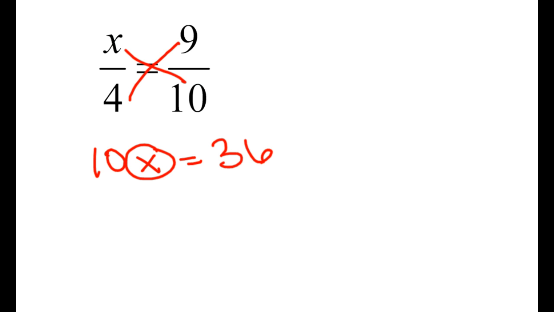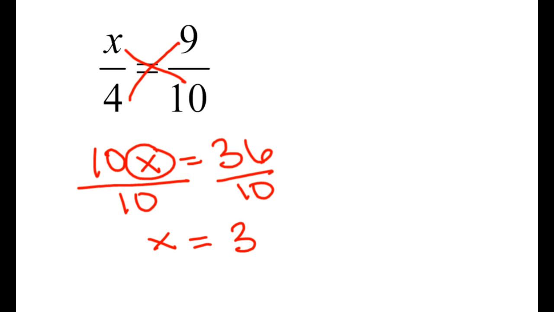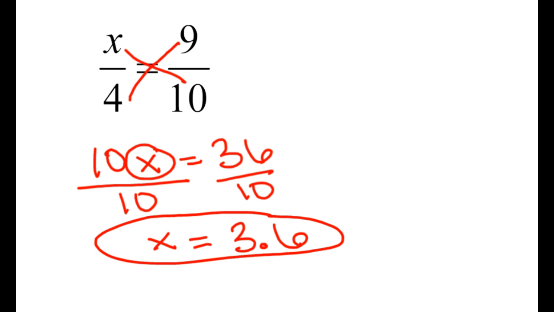So we do 10 times x, which is 10x. We do 4 times 9, which is 36. And then to get x by itself, we do what we did when we learned how to solve for x. We divide by 10. So x equals 3 6/10. We circle it, and that's our answer.